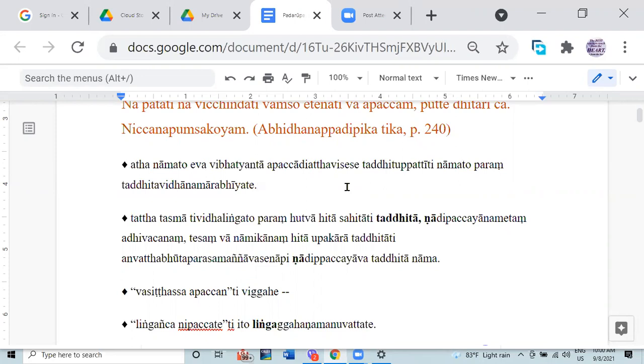Chinnahattha Purisa. Sometimes we make Chinnahattha and Purisa into a new compound. Of course. But if you mention only Chinnahattha without mentioning Purisa, no one knows who is Chinnahattha. Who is the one with the hand cut off?